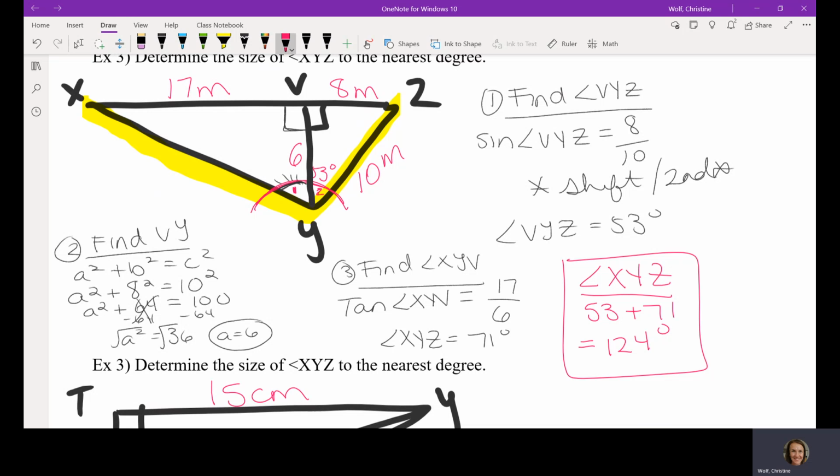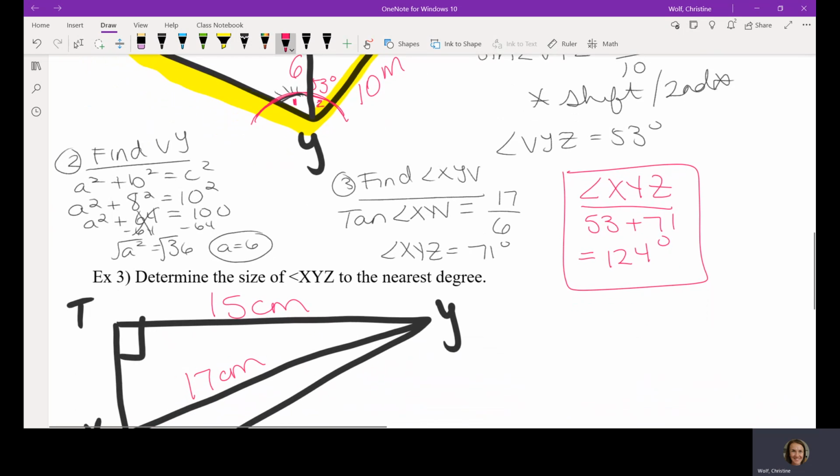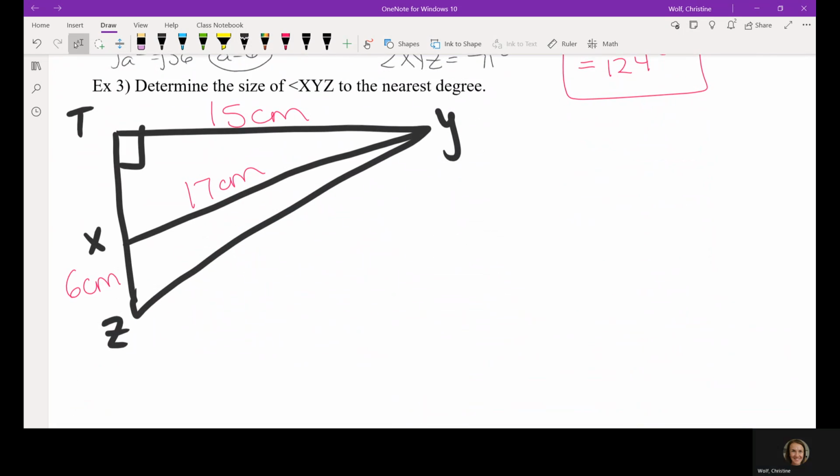Okay, last one, you guys. Stay with me. We got 10 minutes to the bell. I hope this only takes us like 7 or 8. Okay, copy that down. Determine the size of angle XYZ. So once again, we're looking for an angle with 3 letters in it, XYZ. We're going to figure out what angle that is precisely. And here's my big diagram.